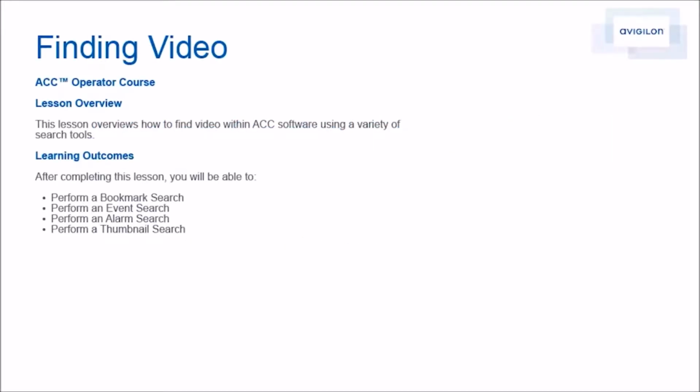This lesson overviews how to find video within ACC software using a variety of search tools. After completing this lesson, you will be able to perform a bookmark search, perform an event search, perform an alarm search, and perform a thumbnail search.